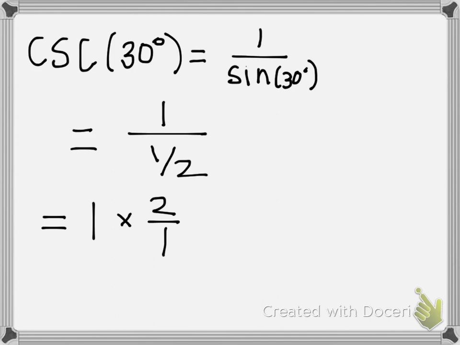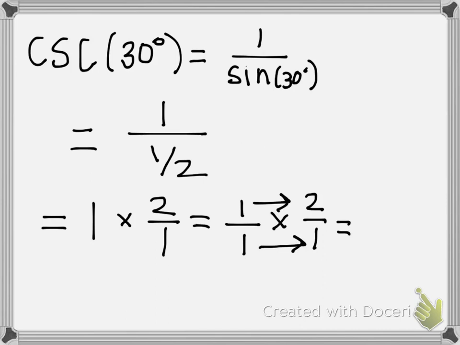And then for some of you who like to have two fractions, we'll just call 1 over 1. So we have 1 over 1 times 2 over 1. Now we multiply top by top, bottom by bottom. So 1 times 2 is 2, over 1 times 1, 1. And we can say that our final answer is just 2.